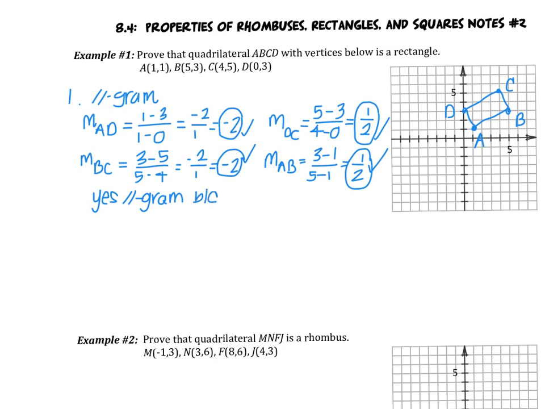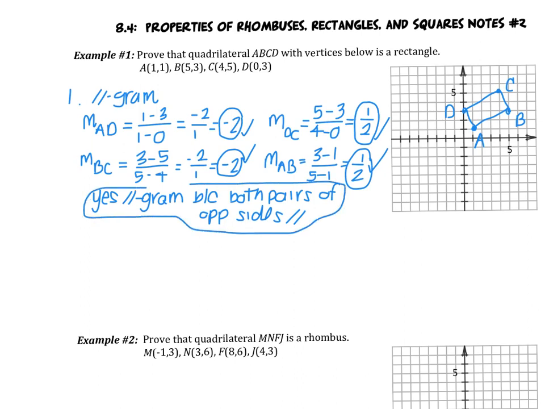Because both pairs of opposite sides are parallel. This is crucial. If you are able to do this, then you are golden for this chapter. Well, great, I'm a parallelogram. Now, my whole goal is proving it's a rectangle. So step 2 is let's prove it's a rectangle.